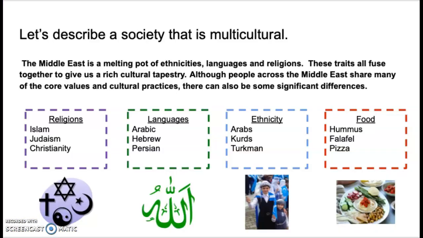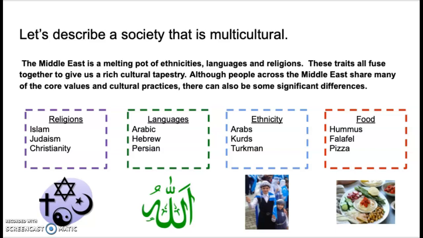Let's describe a society that is multicultural. The Middle East is a melting pot of ethnicities, languages, and religions. These traits all fuse together to give us a rich cultural tapestry. Although people across the Middle East share many of the core values and cultural practices, there can also be some significant differences.